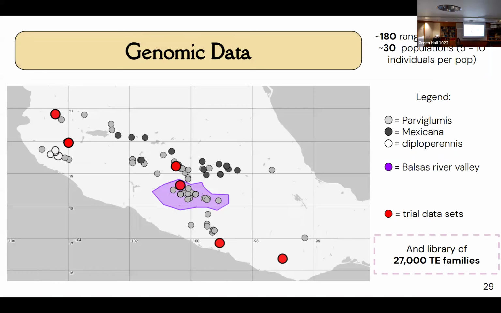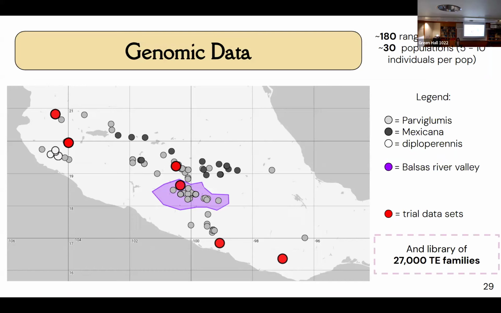So it wouldn't be Pop Bio without some populations, and these are mine. I have a total of 180 range-wide samples across the 3 teosintes in maize, and I have population level sampling with about 5 to 10 individuals per population for about 30 of those sites.